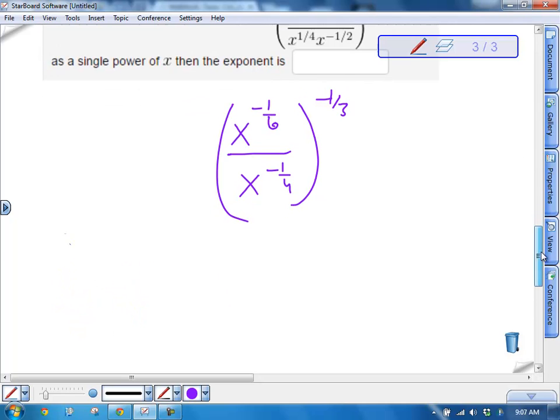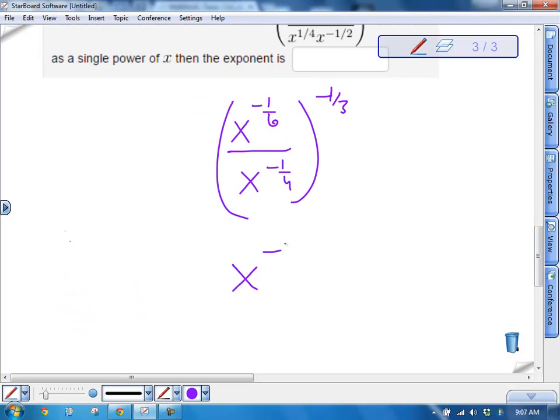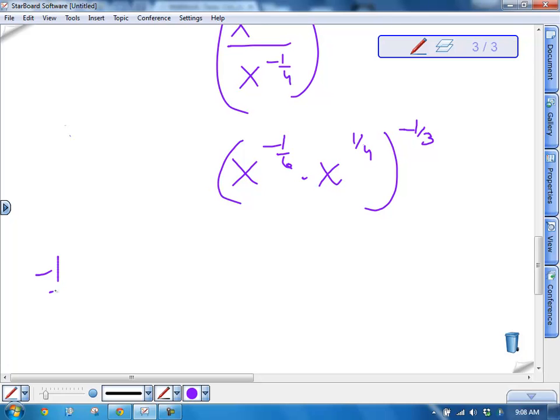Okay, now I'm going to move this to the top, so it's x to the negative 1/6 times x to the positive 1/4. And when you multiply like bases, you add the exponents. So now I'm going to simplify it by adding negative 1/6 plus 1/4.